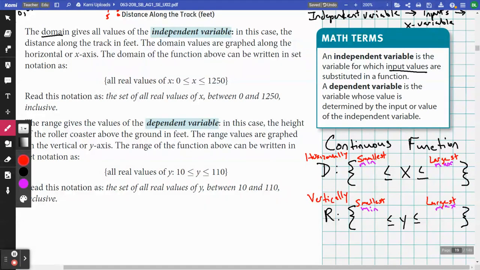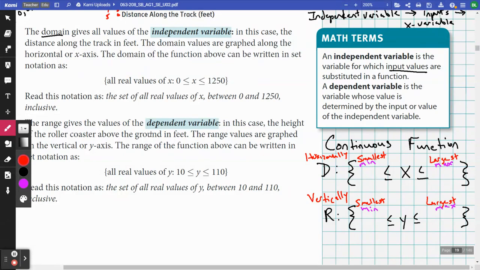So you're going to look at this. This is like a cheat sheet of writing domain and range. You're going to have to commit it to memory. When you're doing a domain and range of a function of a line, this is how you write it. And if you remember that, it becomes really easy to write domain and range.